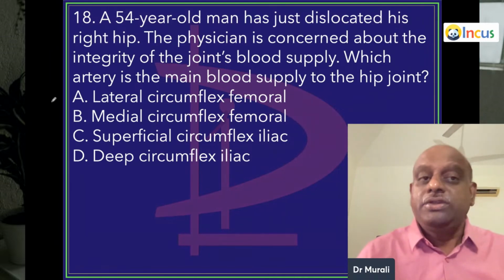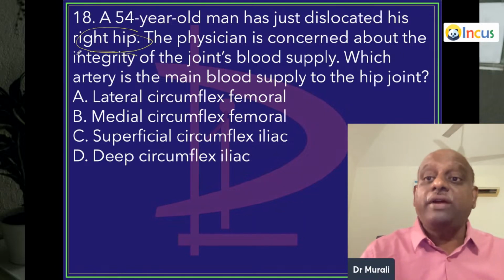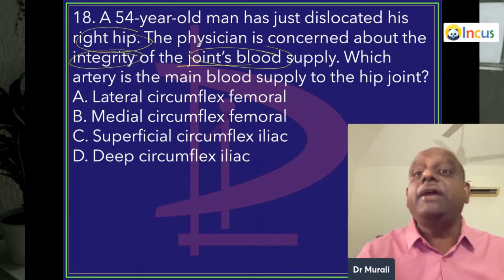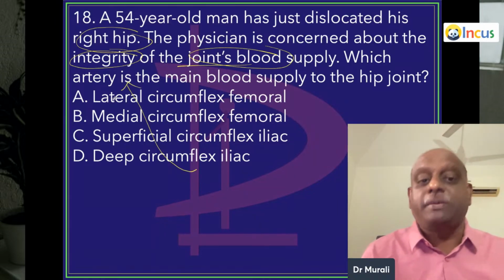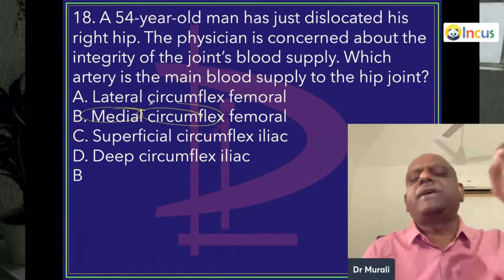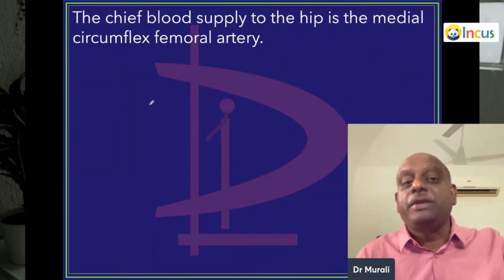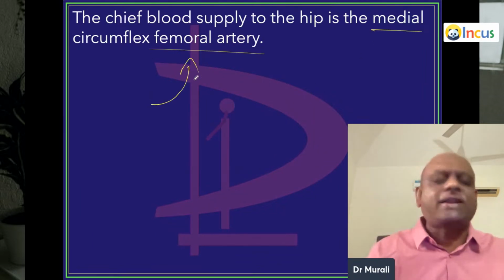A 54-year-old man just dislocated the right hip. The physician is concerned about the integrity of the joint's blood supply. Which artery is the main blood supply of the hip joint? So remember, it is the medial circumflex femoral artery. These kinds of questions don't need any intelligence. You need to know the facts.